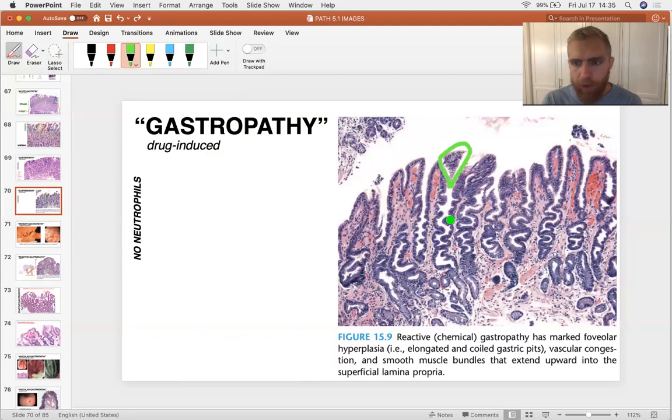What else are we seeing? Vascular congestion. Here's a good example. All these red blood cells up here, it's like those are capillaries that are just swollen. That's vascular congestion. And smooth muscle bundles that extend upward into the lamina propria. And I can't really see any, so I'm not going to guess at it.